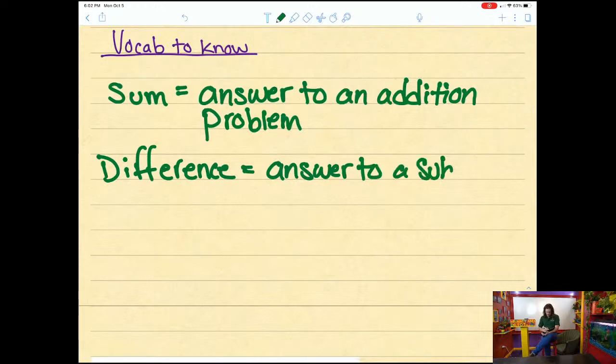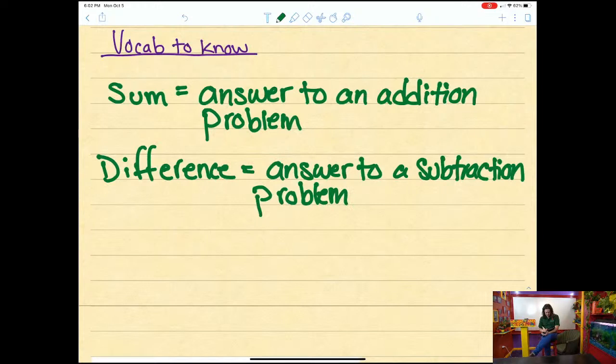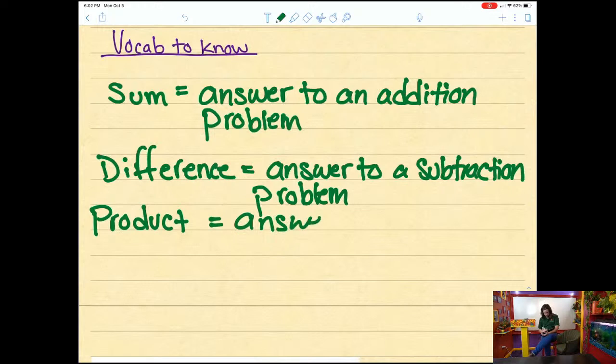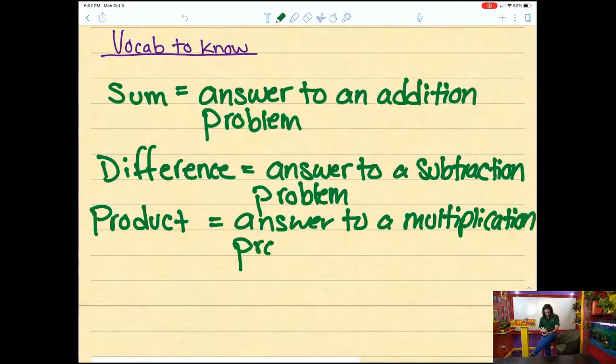We also have the product. The product implies multiplication, because it's the answer to a multiplication problem. And lastly, we have quotient, and that implies division. A quotient is the answer to a division problem.